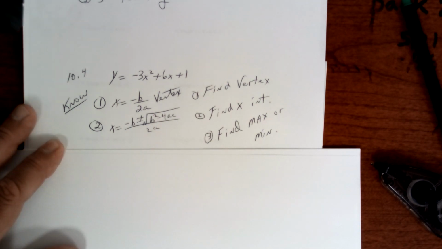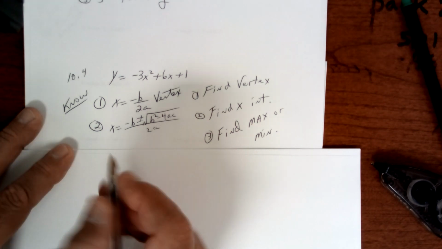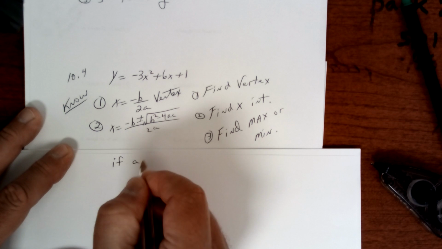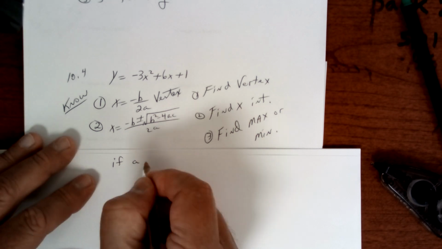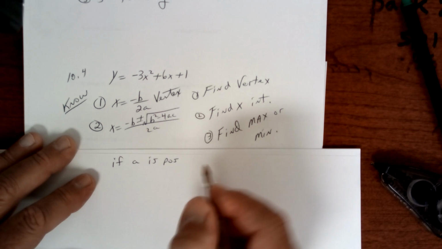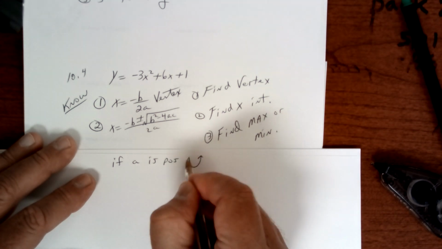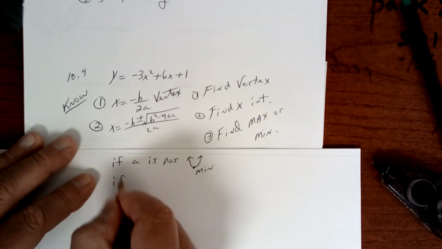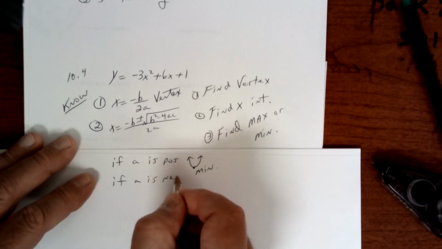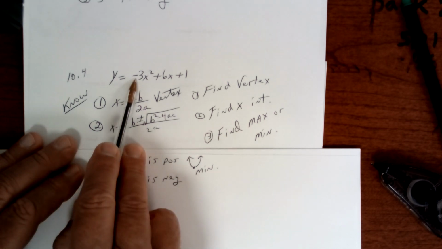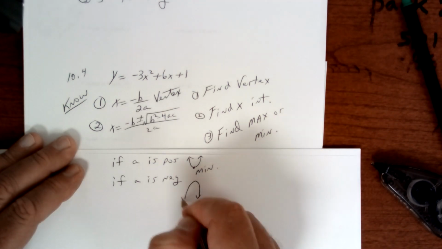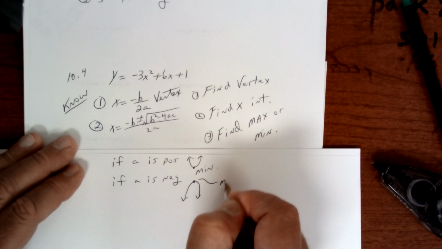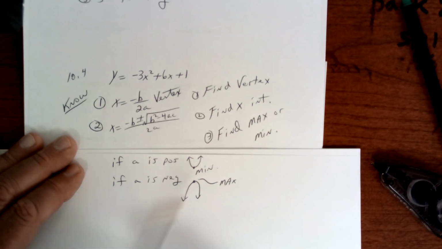Now, some things you need to know. If a is positive, your parabola looks like that. So you will have a minimum at the vertex. If a is negative, like this one, then it's going to go down, and you're going to have your vertex as a maximum. Write that down. So if it goes down, that'll be the highest point. If it goes up, that'll be the lowest point. Those are called max and min.